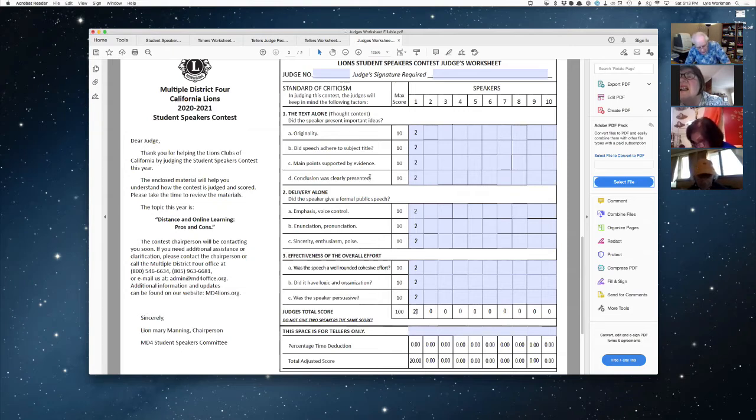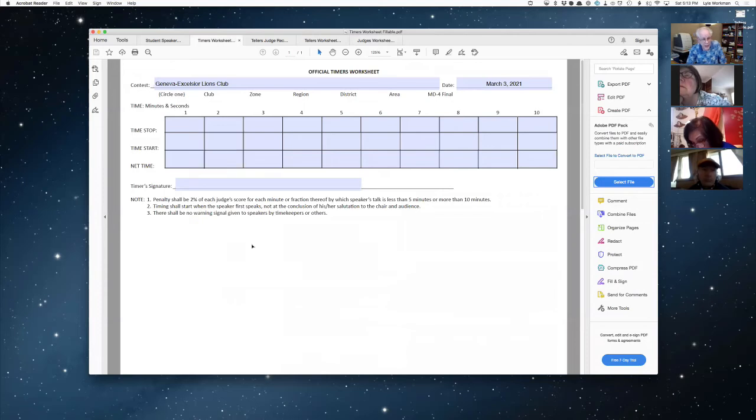Secondly, the chairman, going to the first box in the right hand column. Pardon me, my brain is not working today. The chairman will ask each of the timers, and I believe we'll have 3, if any of them have one of the speakers as being under 5 minutes or over 10 minutes. And the reason for that is there's a 2% penalty for going either under or over per minute.